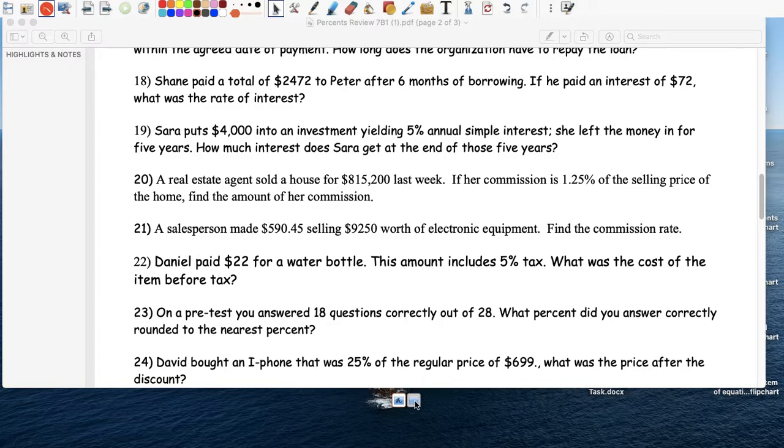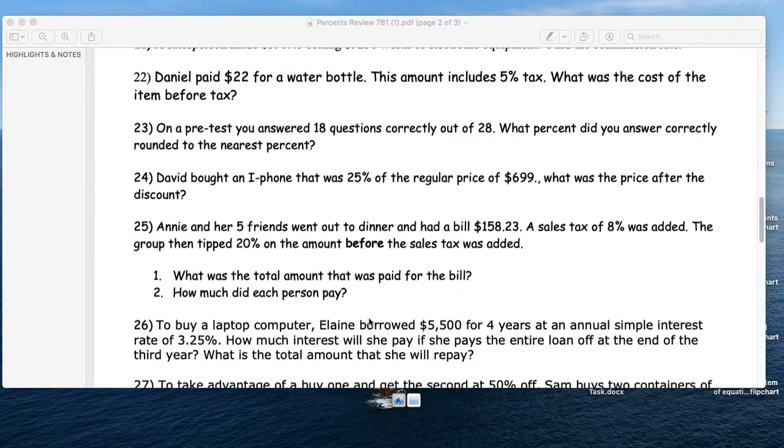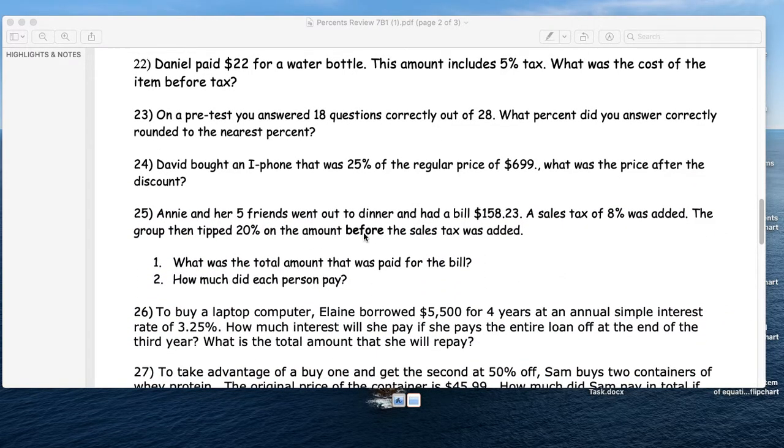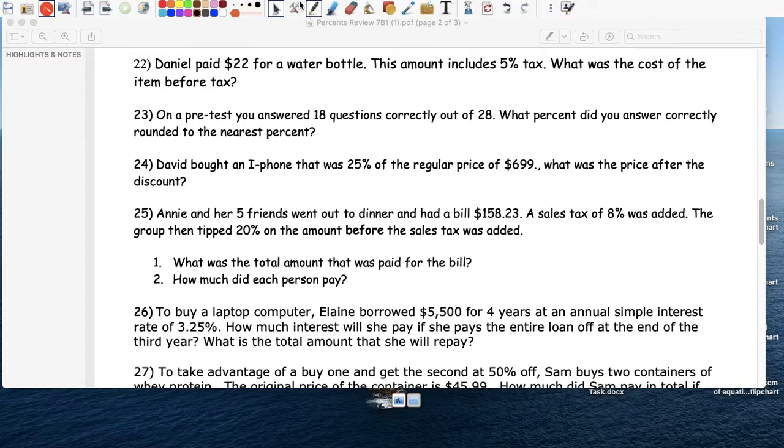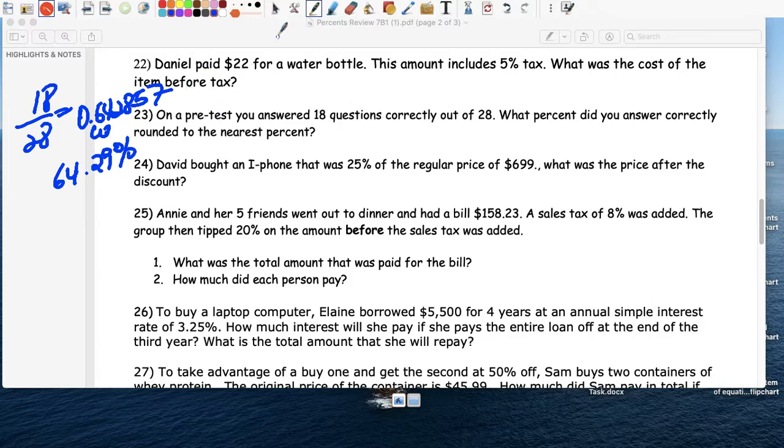Where are we now? 23. On the pretest, you answered 18 out of 28. So you got 18 out of 28 on your quiz. 18 divided by 28, you get 0.642857. There are more decimals, so we move the decimal 2 over, and it becomes 64.29%, rounded. That's what you got.